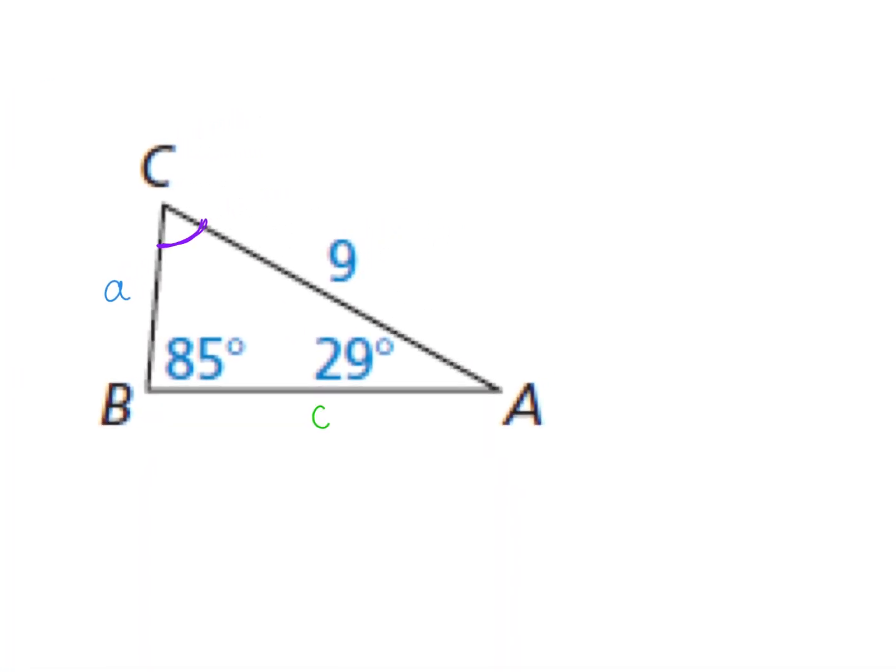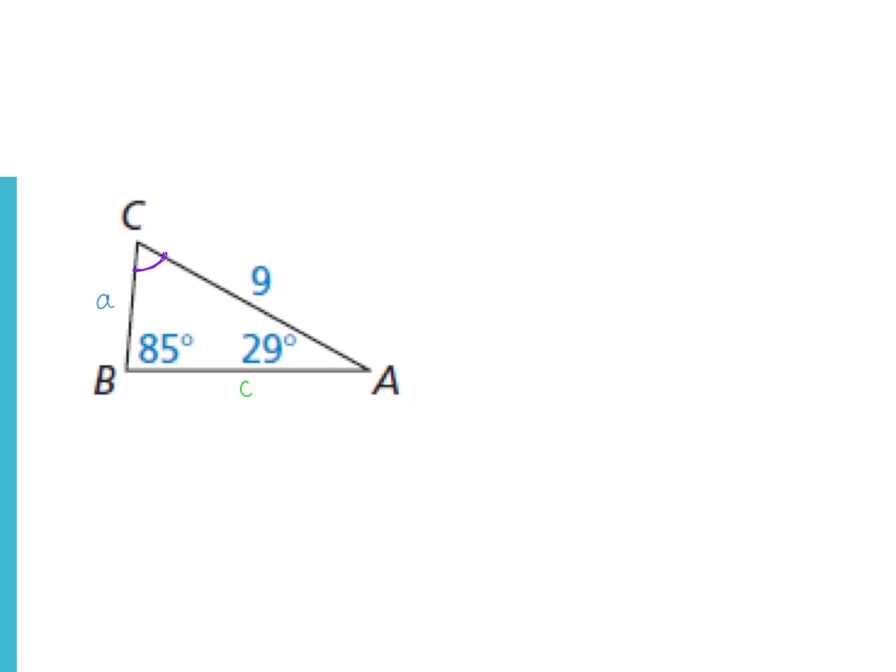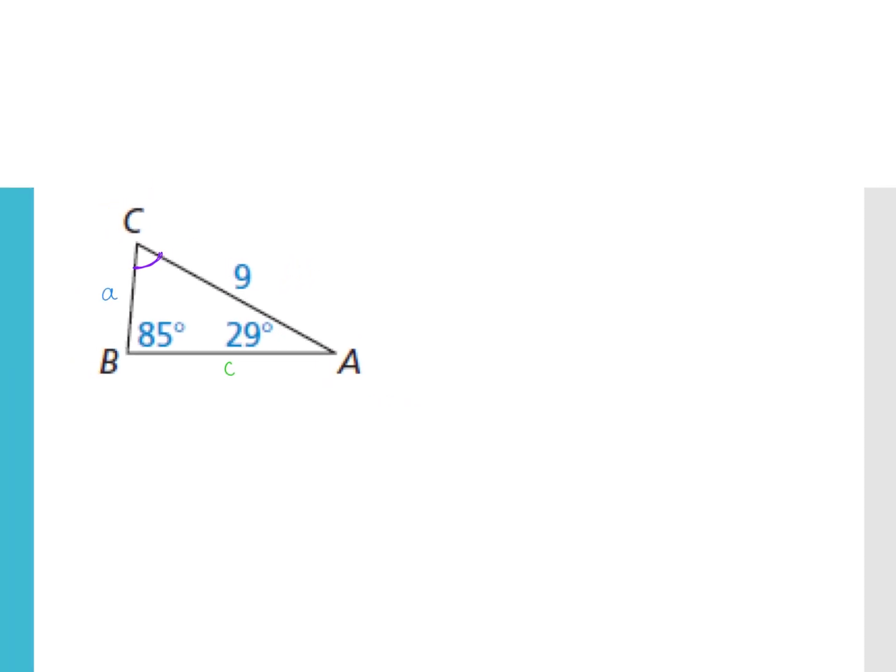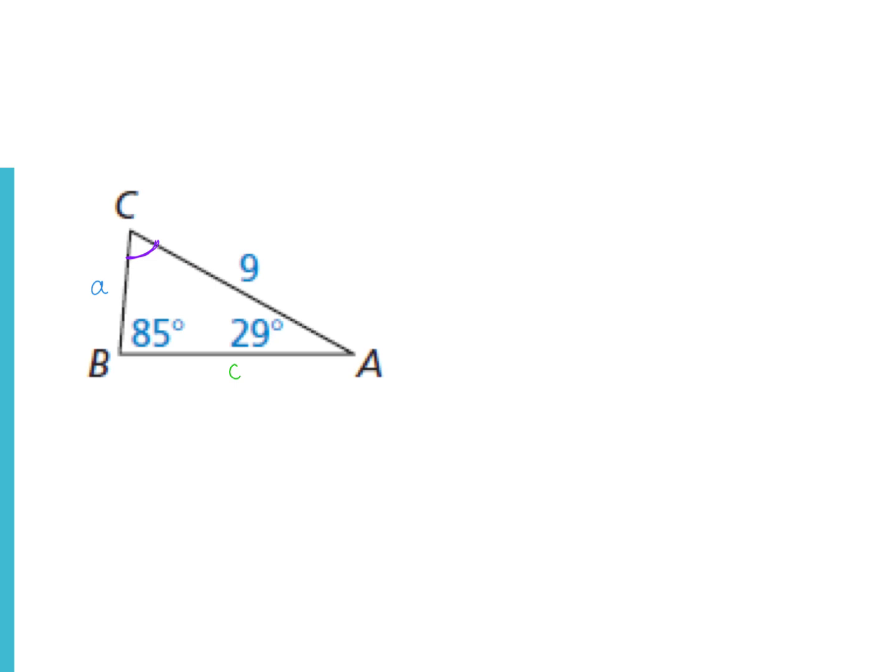So do I have a pair here? Yes. But before I go ahead and start solving that way, can I find angle C? Yes, that should be the easiest thing. That should be the first thing that you notice. I can find angle C. How am I going to find angle C? How do I solve for angle C? Okay, good. I'm going to add 85 and 29.